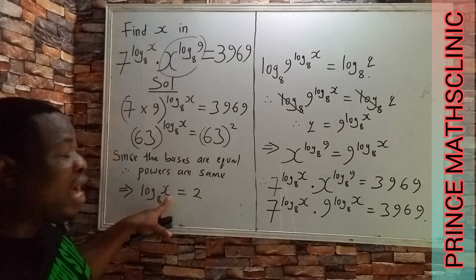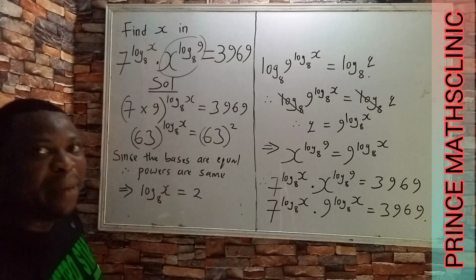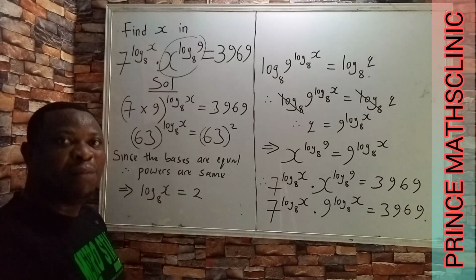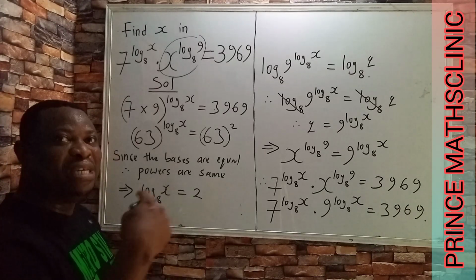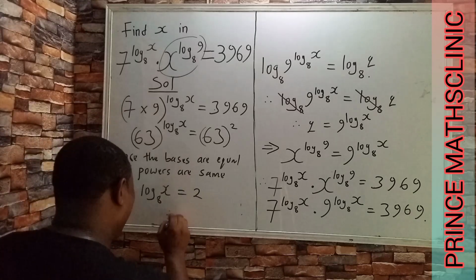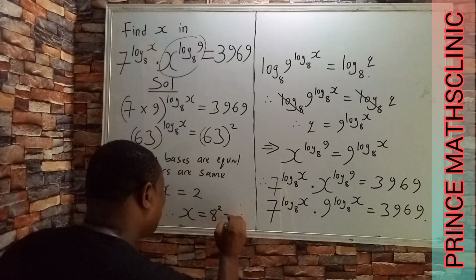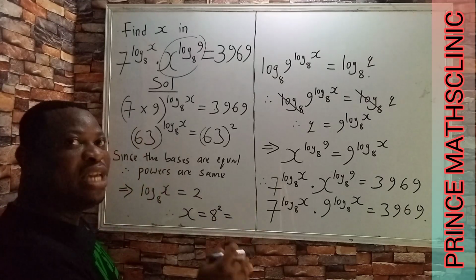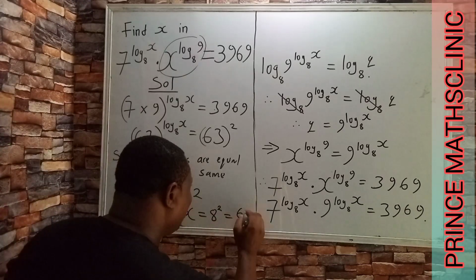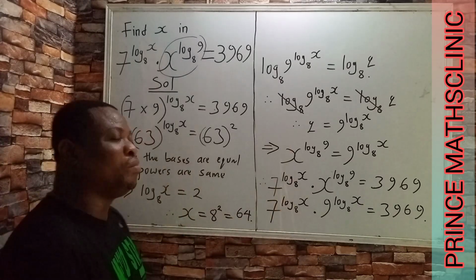So I can now convert this from logarithm to indices. Remember the definition: logarithm is the power to which a base can be raised. Therefore, x is the same thing as 8 to the power of 2. And 8 to the power of 2 means 8 times 8, which is equal to 64.